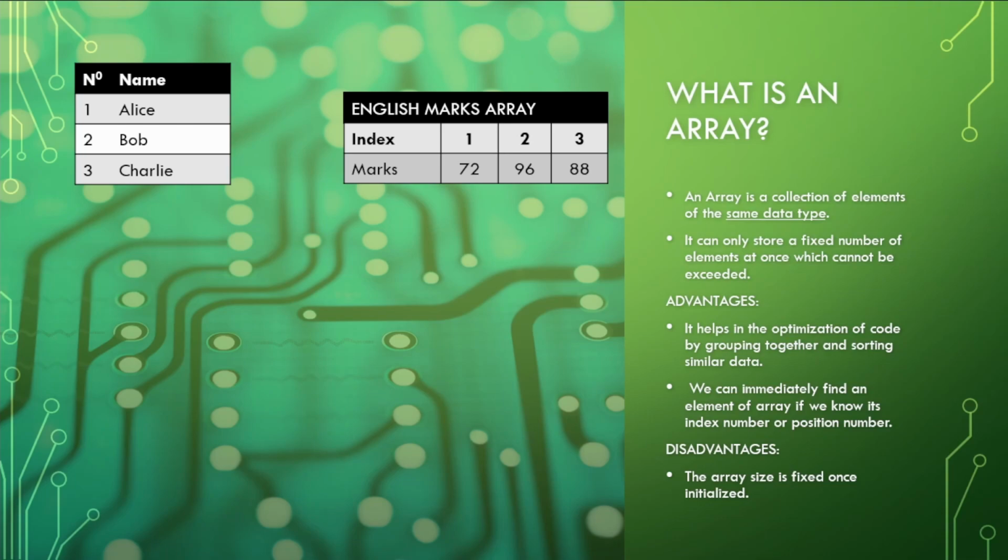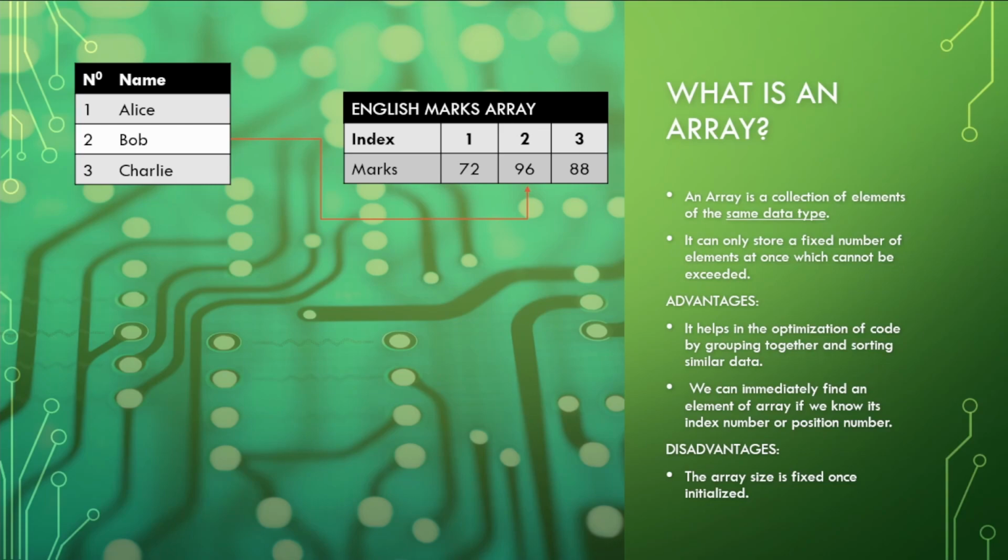And let us suppose that a teacher wants to figure out what exactly the marks of Bob is. Now we know that the roll number of Bob is 2, as we can see over here. So all the teacher has to do is check the second index number of the English marks array, and he or she will immediately find out that Bob's English marks are 96 out of 100.